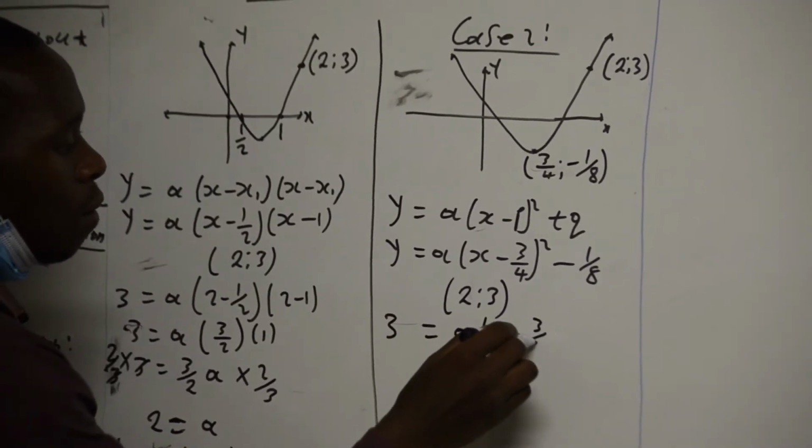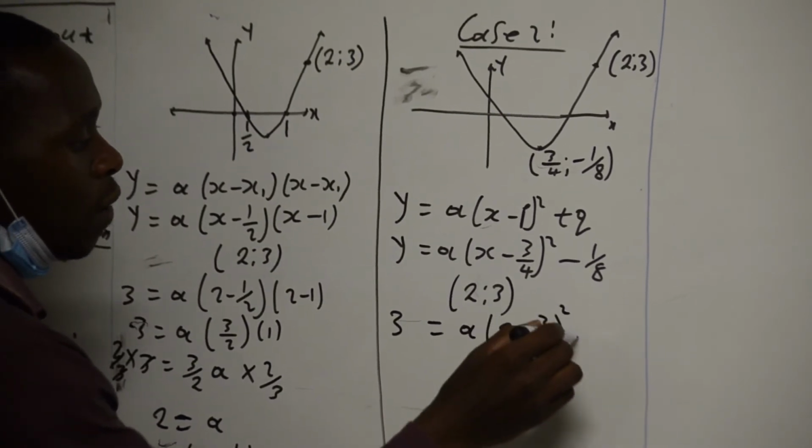2 minus 3 over 4, what is the value? Use the calculator.